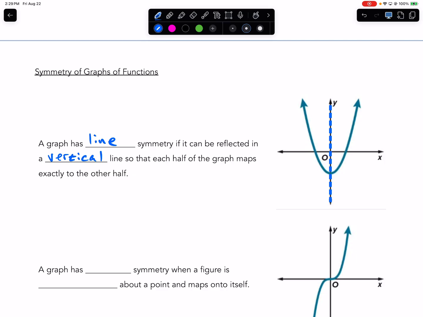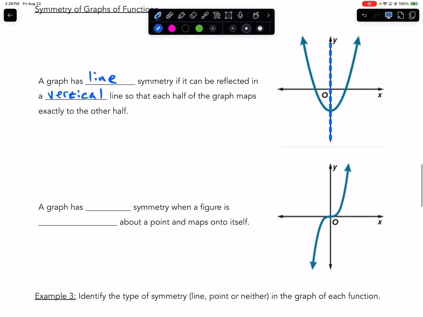You can look at the horizon out there. That's horizontal. So horizontal is this way, right? Vertical is up and down. In case you get mixed up with that.